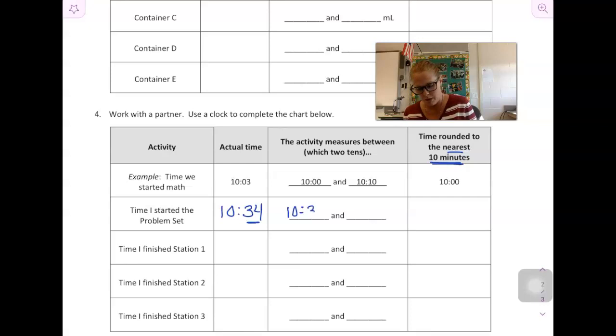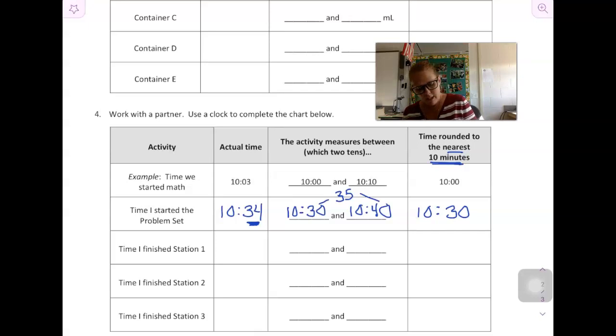It comes in between 10:30 and 10:40. So now I'm thinking between 30 and 40, halfway would be 35. 34 is just less than that. So 10:34 rounded to the nearest 10 minutes is 10:30. Let's look at the next one.